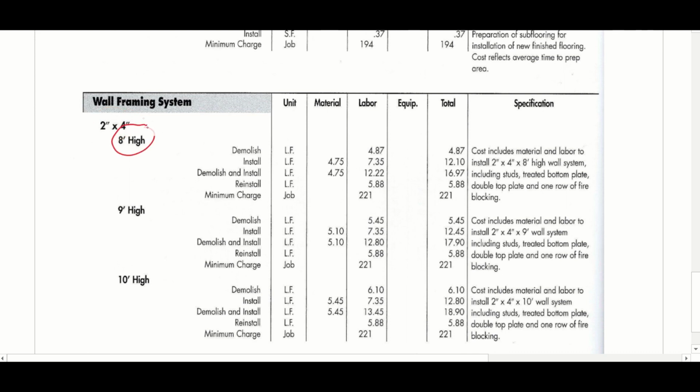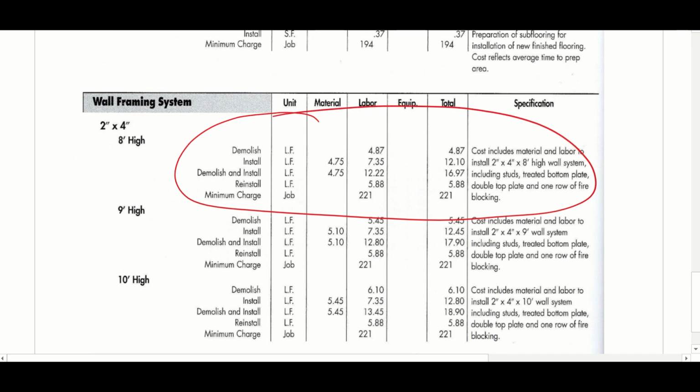Standard construction is 8 feet high, so if I wanted to make a basic house, garage, shed, or whatever, we would be looking in this section right here. This includes your standard wall, just like we learn about in school. We've got our studs, the treated bottom plate. We want a treated plate on the bottom so any moisture that comes up through the concrete foundation doesn't get wicked up into the system itself. And a double top plate. This also includes one row of fire blocking, the cross pieces that go across the middle.